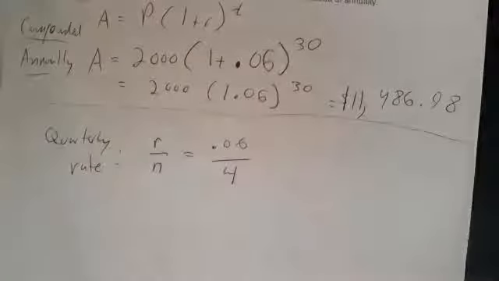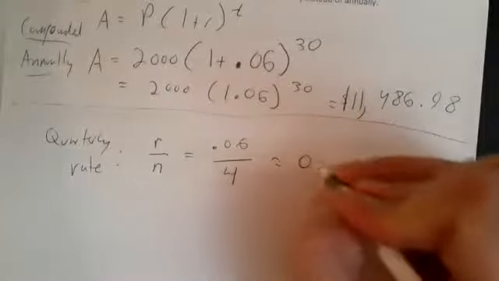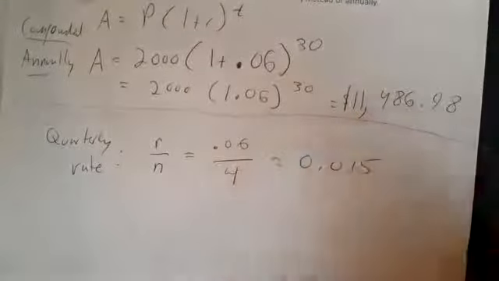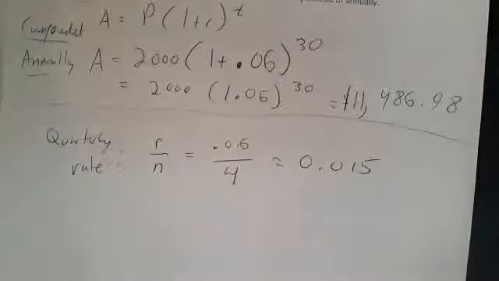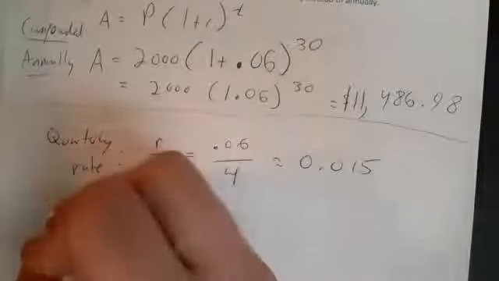we're compounding this thing 4 times per year. That's what quarterly means. And if I do 0.06 divided by 4, I have this in my notes somewhere. Let me scroll on down. 0.015. So I have to find the quarterly rate. The other thing I need to know is the total number of times it gets compounded.